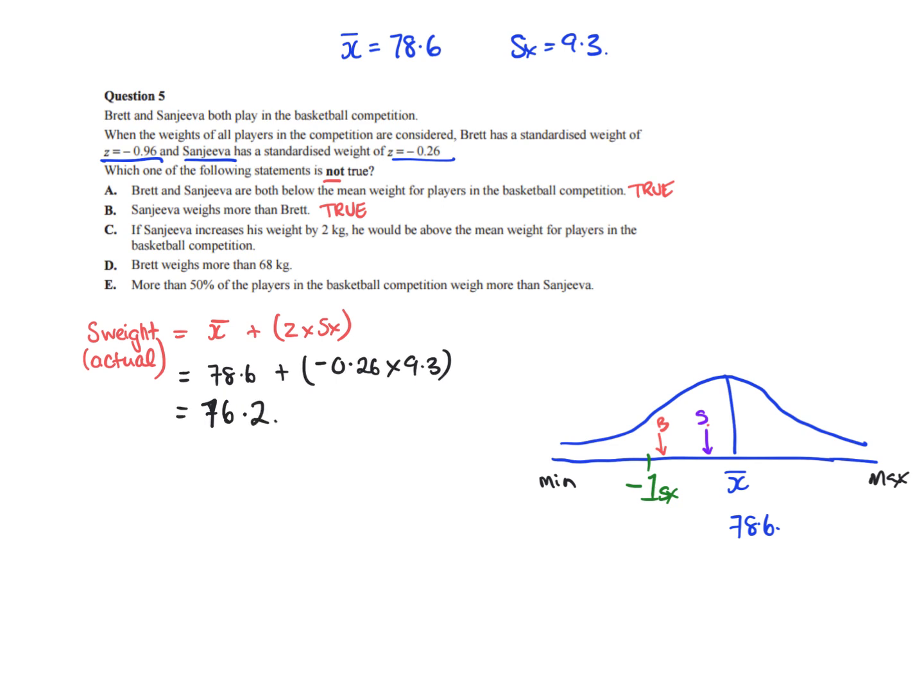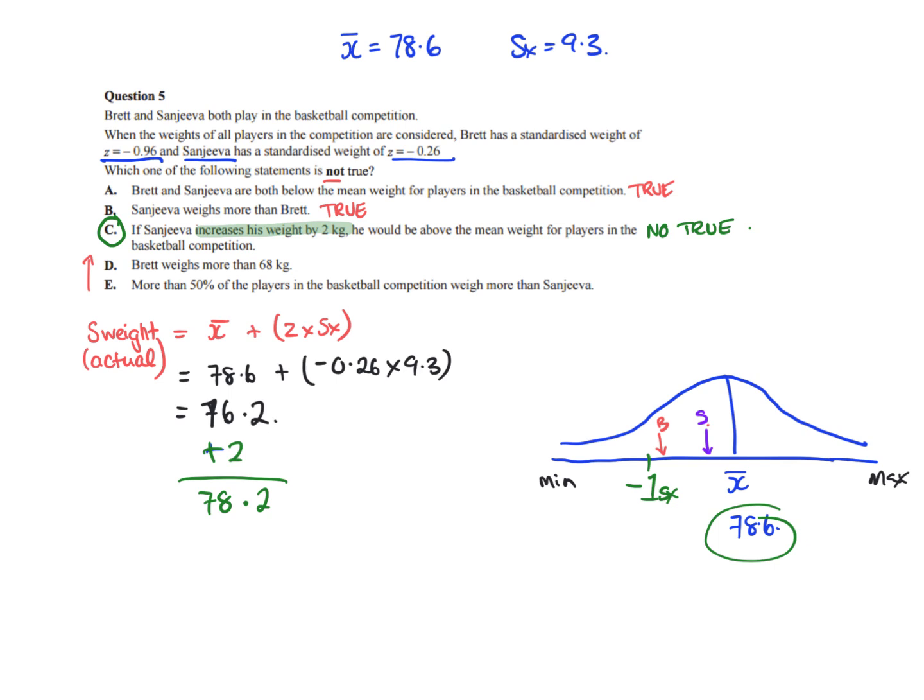Okay, so I end up finding out what Sanjeeva's actual weight was, which was 76.2. Now the question's saying in here, if we increase his weight by 2, so that means if I add 2, it would be above the mean. I would get 78.2. Is that above the mean? No. So this is not true. So I'm going with that answer. I'm going to move on, and if I come back later, I'm going to check these guys and make sure they're incorrect for the question.